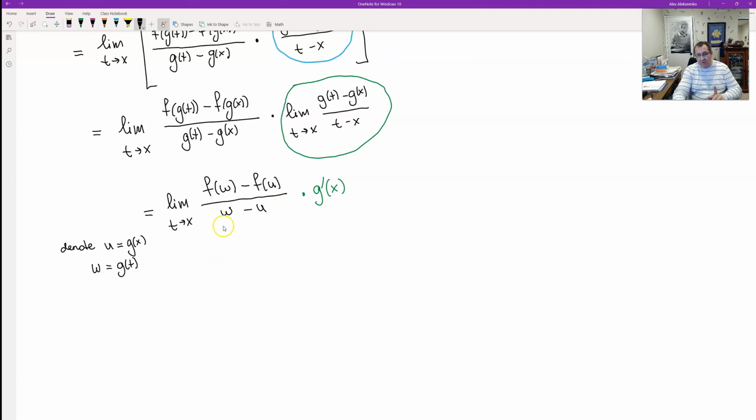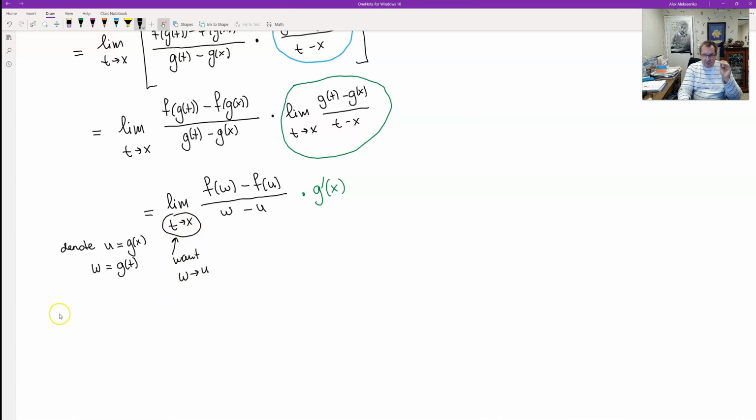That looks almost like the definition of derivative, except that limit is not quite what we want to have. What we want to have is that w goes to u. Then it's a definition of the derivative, with u being the g of x. But what we have is t to x.